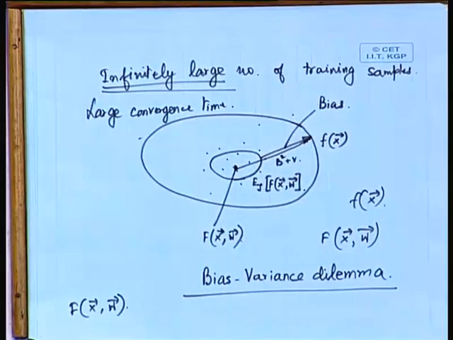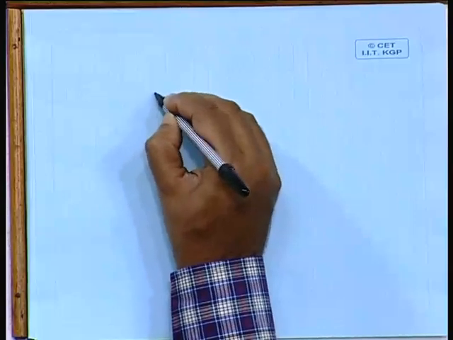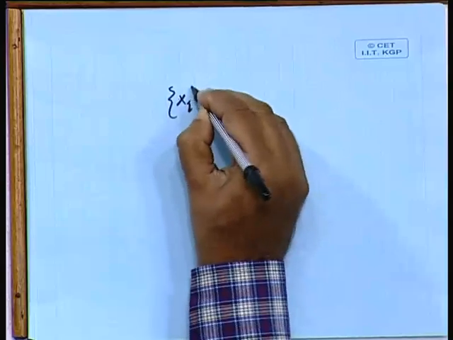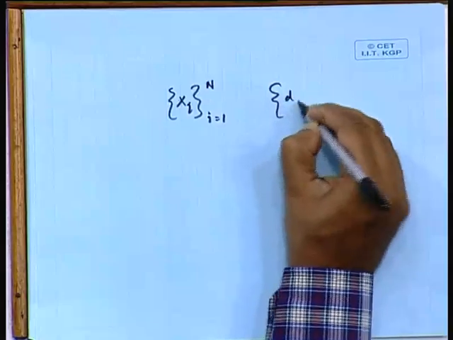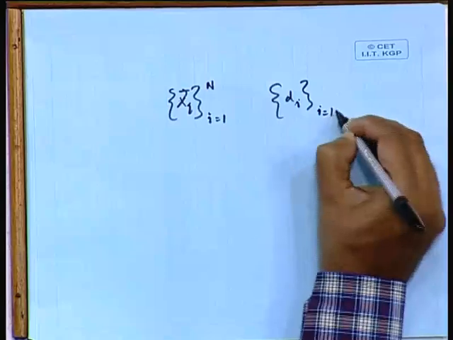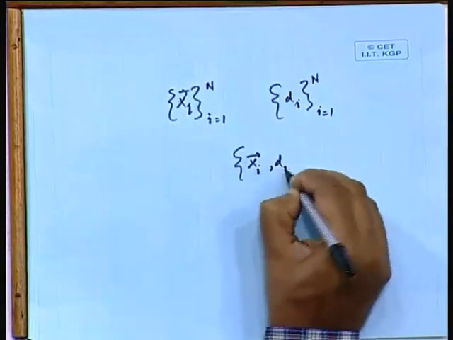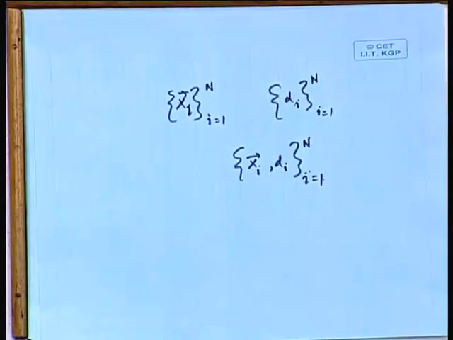And not only that, one aspect which we are every time talking about is that you have got a training set, that is to say, a set of xi vectors where i is equal to 1 to n, and a set of di's, i is equal to 1 to n, and this xi comma di is your training pattern, and you have got such patterns from i is equal to 1 to n.